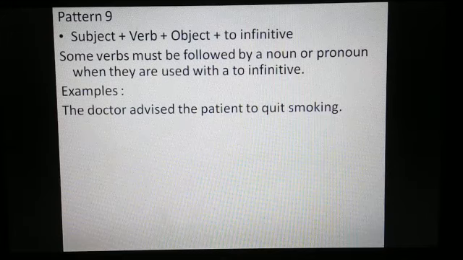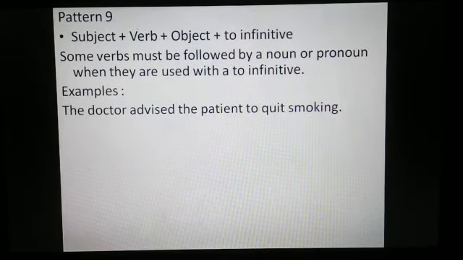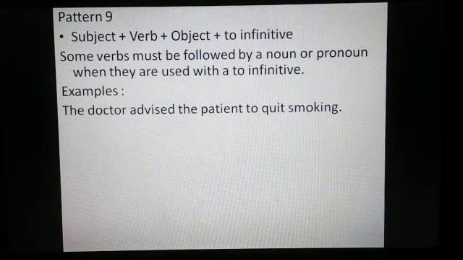The doctor advised the patient to quit smoking. Now, the doctor is the subject. Advised is the verb, the second form of the verb. The patient is the object. To quit is to infinitive, to plus base form of verb. And smoking is the extra part.